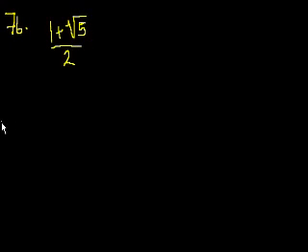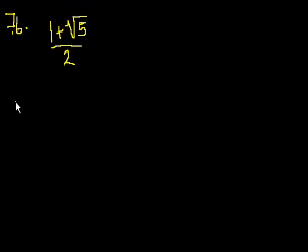So we're on problem 76. Which of the following ratios is most nearly equal to the ratio of 1 plus the square root of 5 to 2? And then they give us a bunch of integer choices. So this is really just a problem of approximating what the square root of 5 is. So let's think about this a little bit.